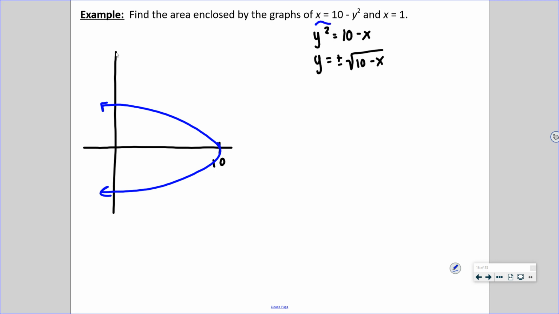So there's that curve. And then we have the curve x equals 1. So that's this vertical line. Okay. So you can see our area that's enclosed here. It's going to be all of this.